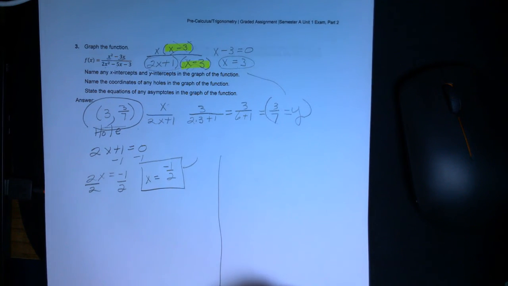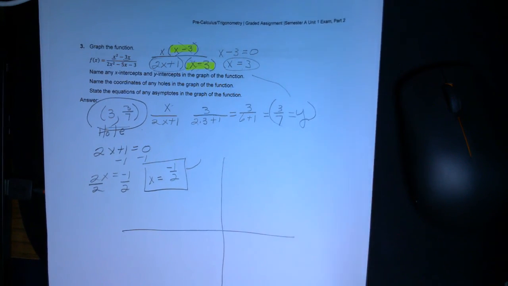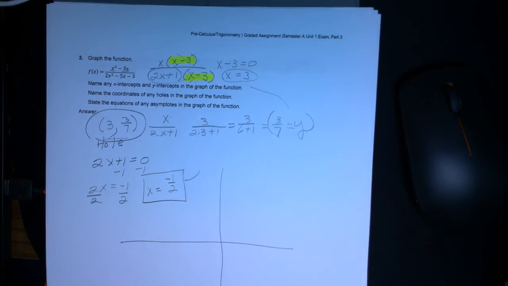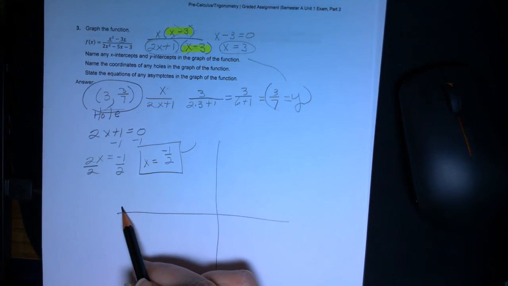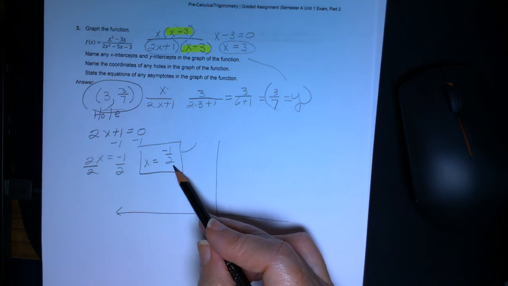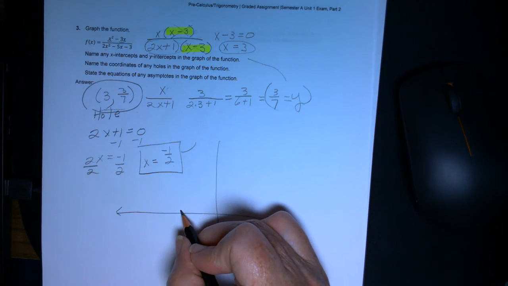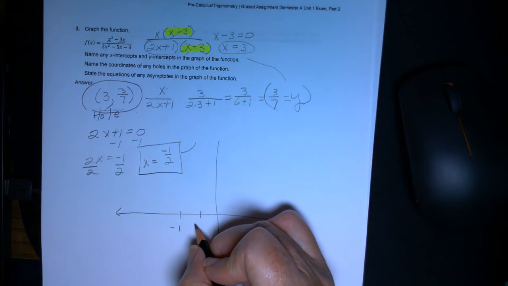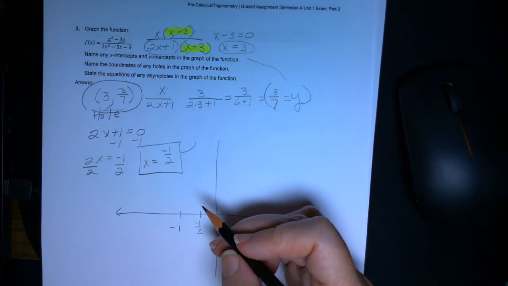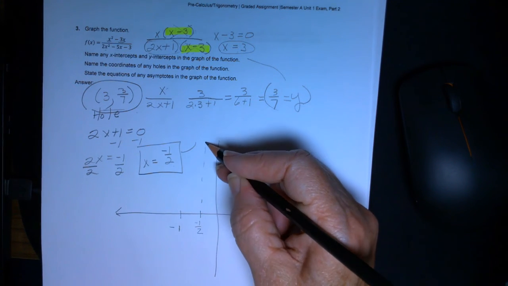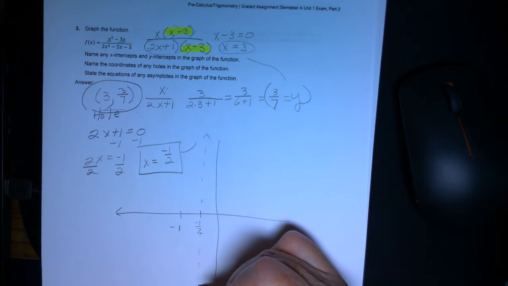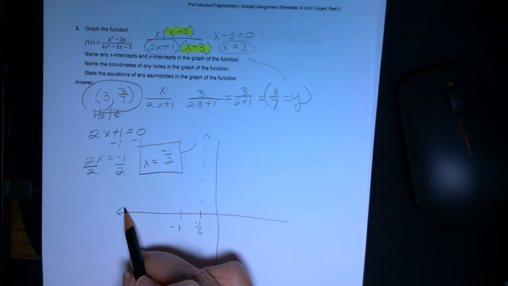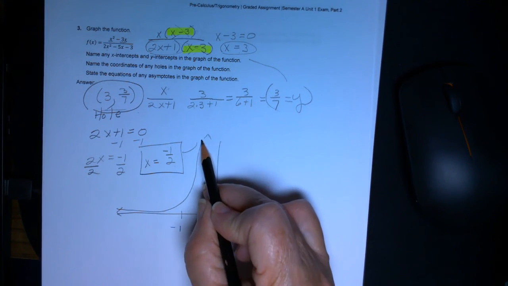So let me sketch that. So you have our x and y coordinates. Okay, and at negative 1/2, so if this is 1, we'll make this be negative 1/2. And we'll draw a dotted line going up and down. So the graph's going to approach but never touch there. So over here, it's going to go up like this.